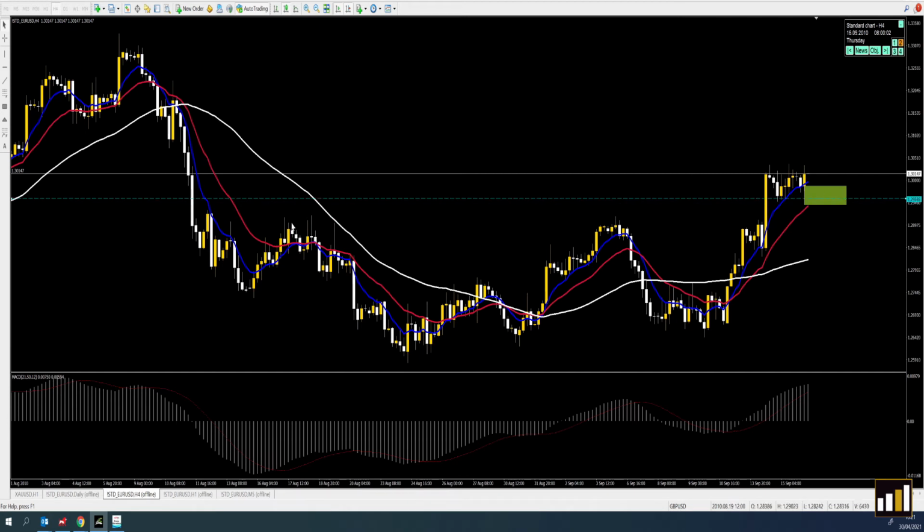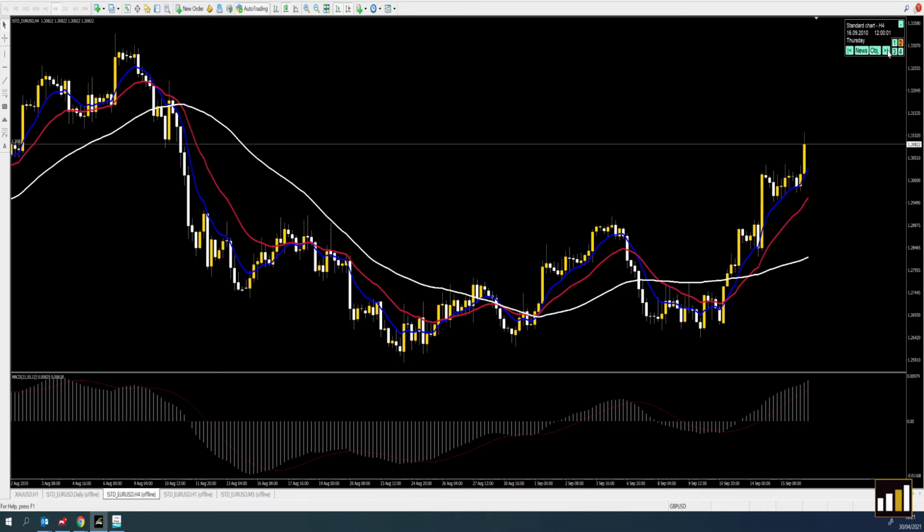So at this area, this is no good. There is no confluence in that area. Let's continue with the chart here and see if we get any sort of setup.